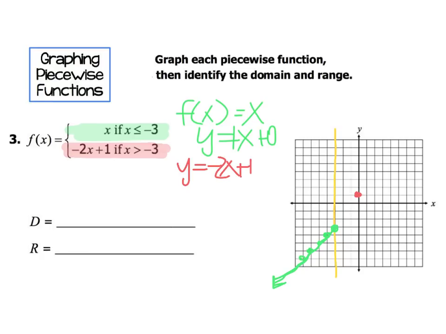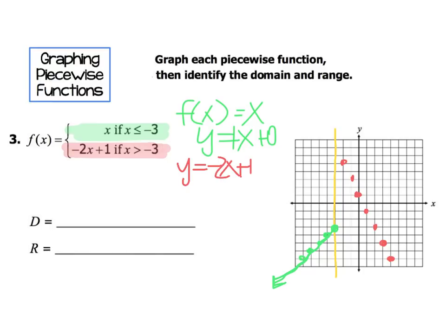So we would go down 2 to the right 1, down 2 to the right 1, down 2 to the right 1, down 2 to the right 1. We can go up 2 and to the left 1, up 2 and to the left 1. All right, and now we know we want this equation of the line when x is greater than negative 3.